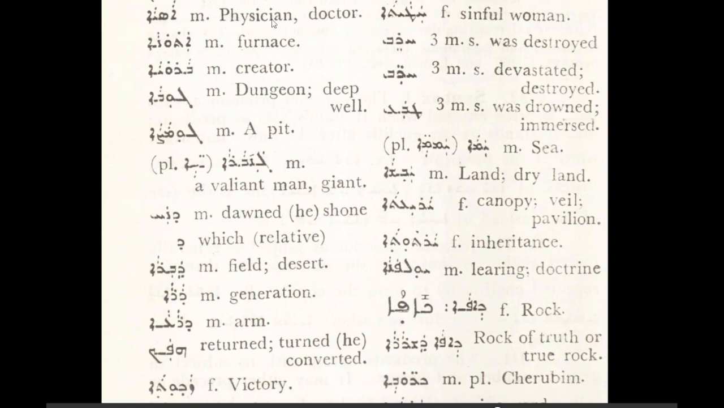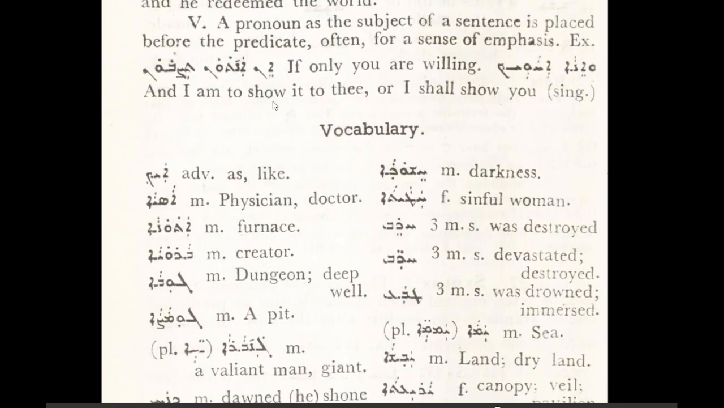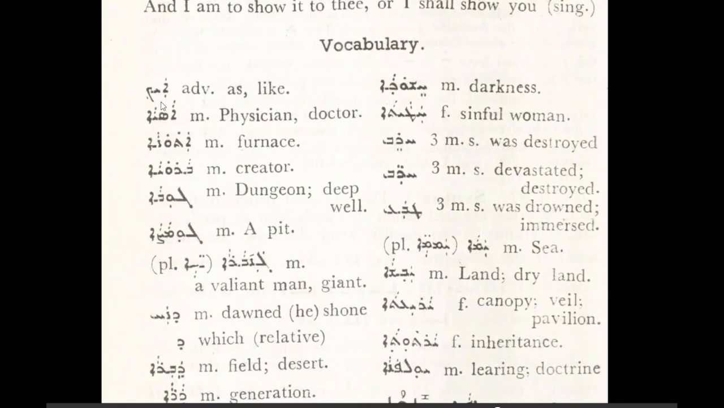Here's the vocabulary. Ach, like. Asya, doctor. Asya ach atona. The doctor is like a furnace. Maroya. Guba, a dungeon. Gumasa, pit.